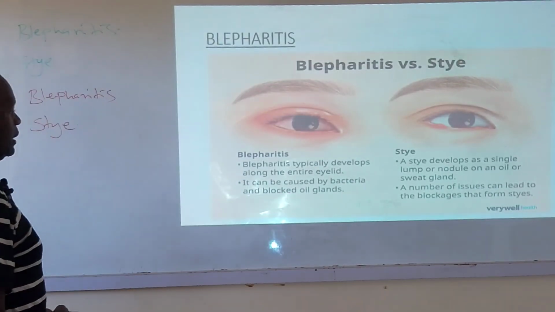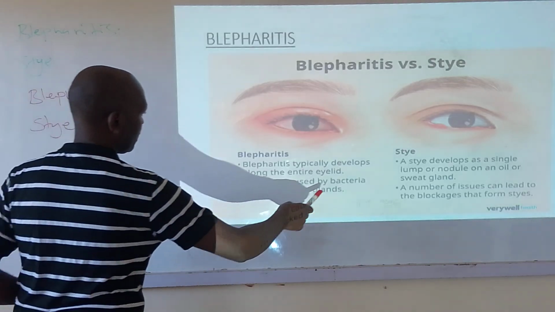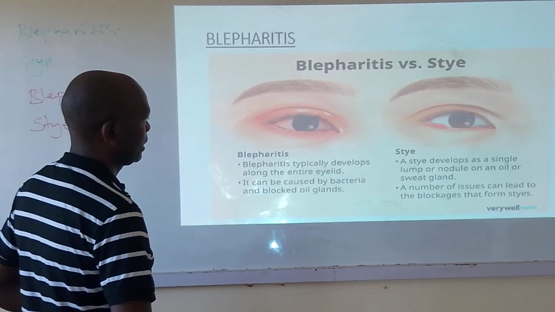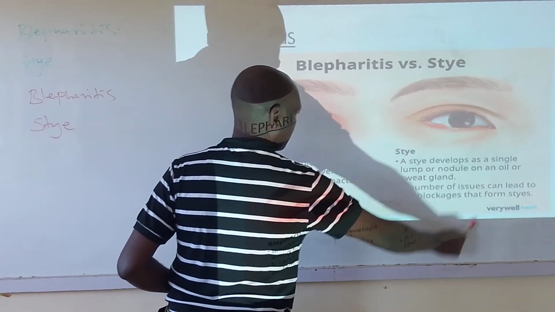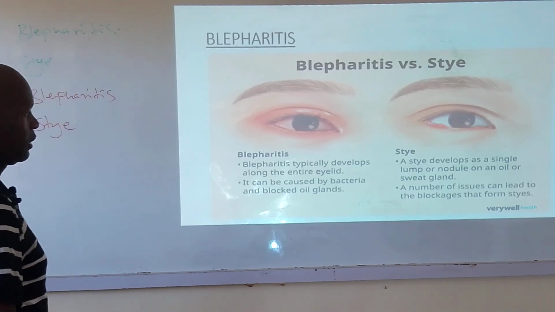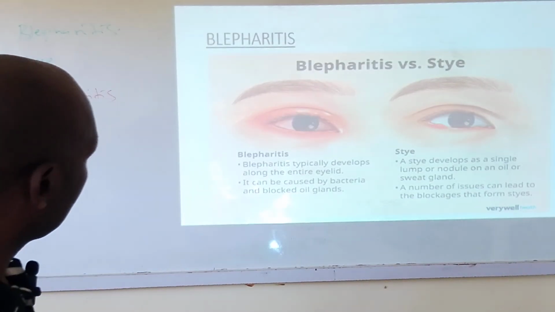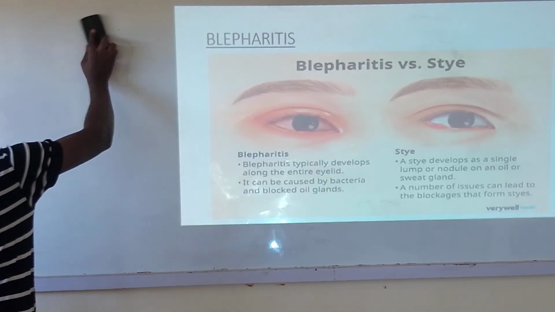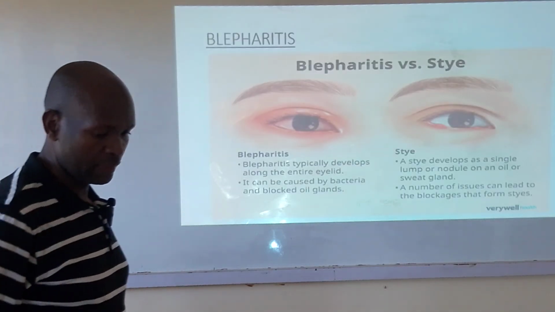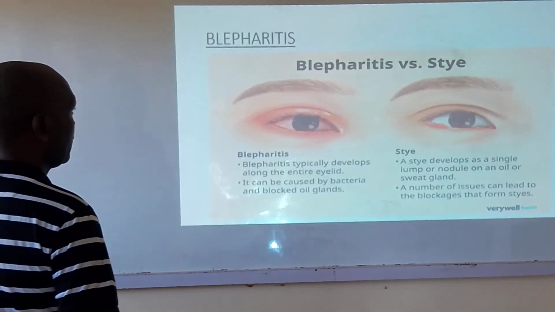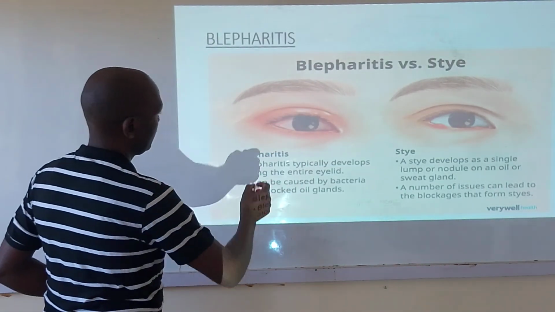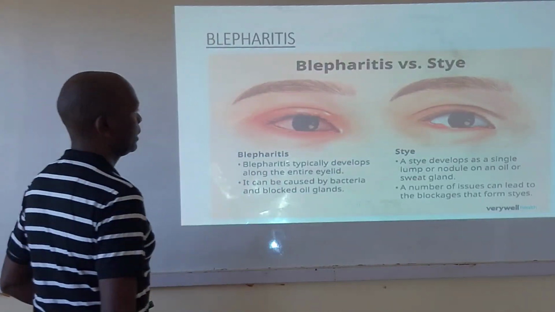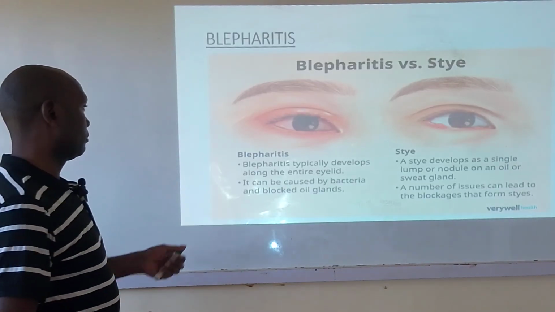We are saying blepharitis can be caused by bacteria and blocked oil glands. But a sty has a number of issues which can lead to the blockage that forms styes. So it's important to know that with blepharitis, it is the entire eyelid that is inflamed, while with a sty, it is a single lump. It's important to mark the difference.